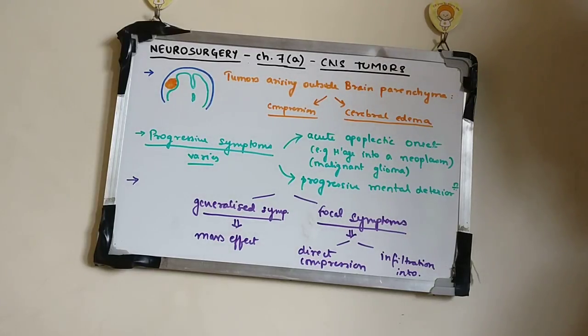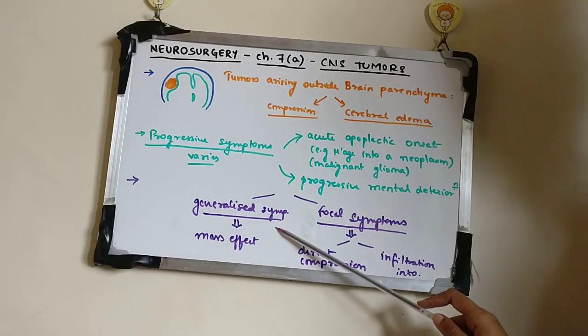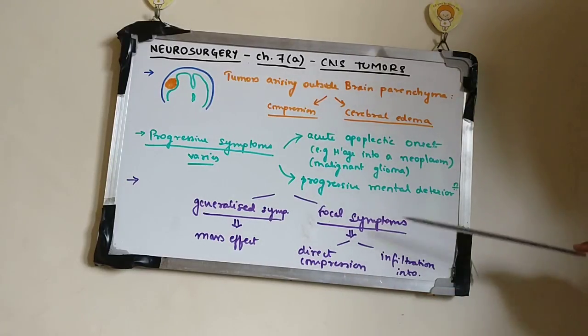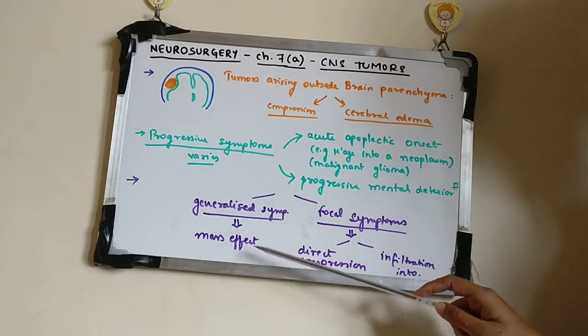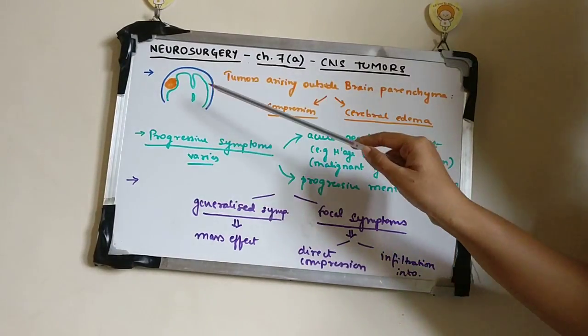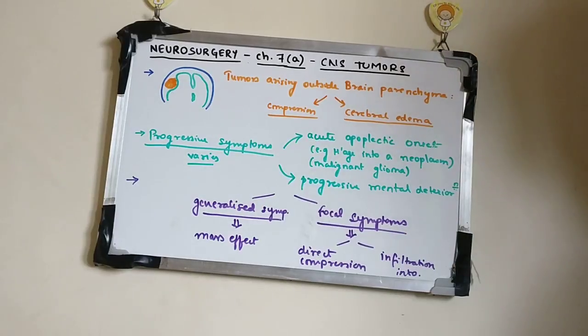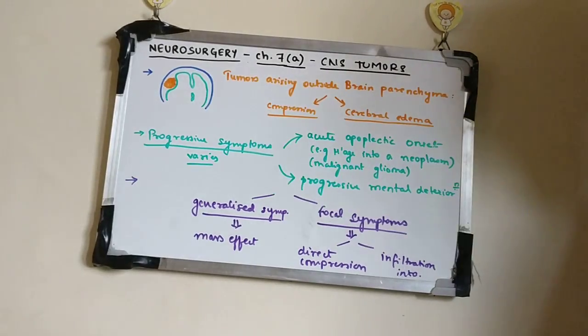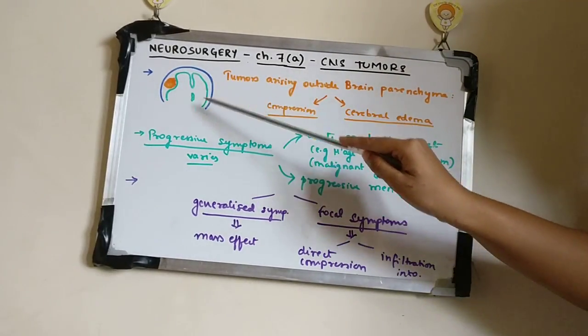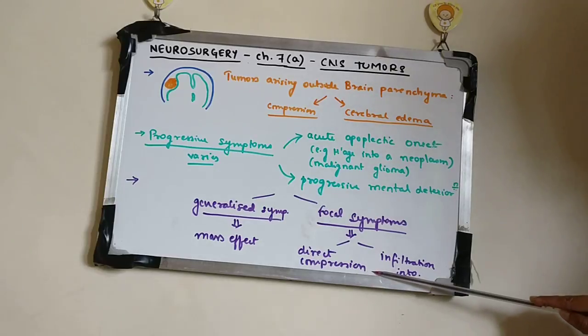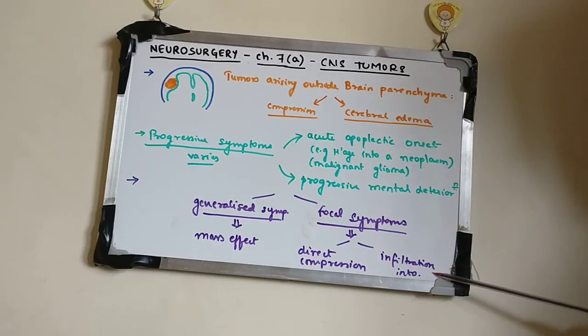Now the brain tumor symptoms can be generalized symptoms involving the entire cortex, or they can be focal symptoms. So the generalized symptoms are primarily because of the mass effect. Mass effect is primarily your tumor creating raised intracranial pressure in your brain, or they can be focal symptoms because of direct compression. Like I told you, motor cortex and sensory cortex, that is going to be direct compression, or it can be infiltration into the surrounding neuropil.